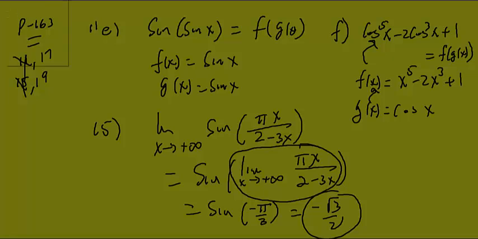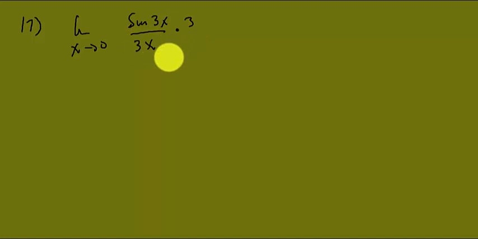Okay, 17 and 19. Okay, 17. I have a limit as x goes to 0 of sine of 3x over x. I can't use a theorem unless I put a 3 here, but if I put a 3 there, I'll have to put a 3 up here to undo that. Now I know according to my theorem, that goes to 1. 1 times 3 is going to give me 3.